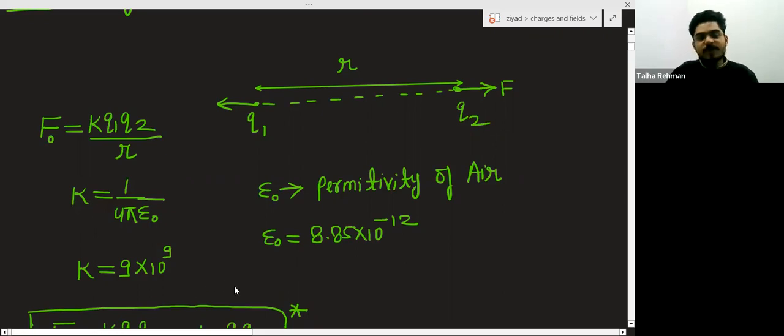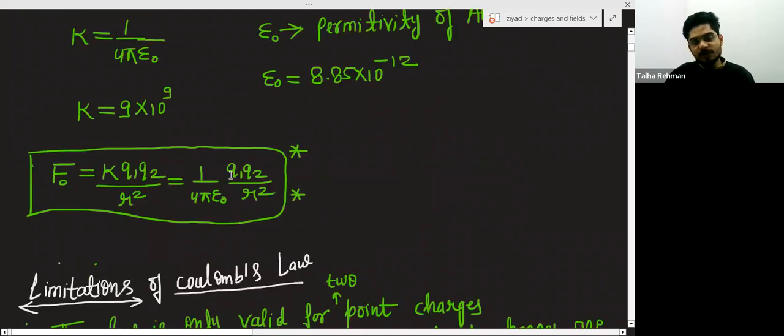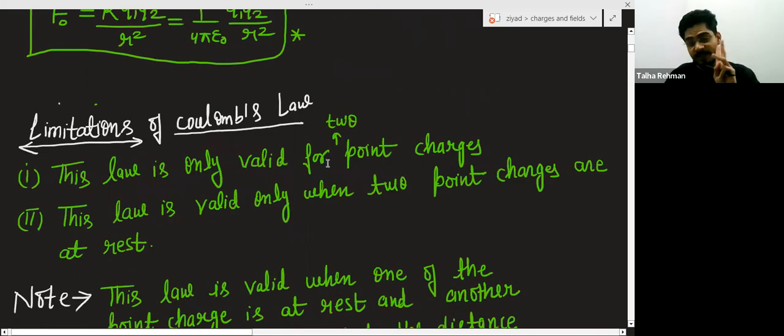9 into 10 to the power 9. So finally you will get the formula 1 upon 4 pi epsilon naught q1 q2 divided by r square. Now the limitations of Coulomb's law. This law is valid only for point charges.